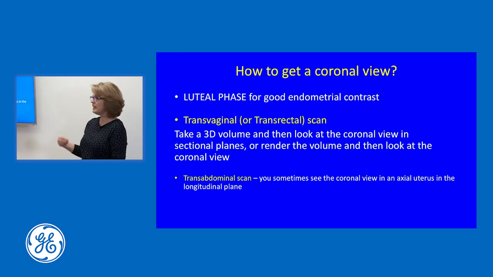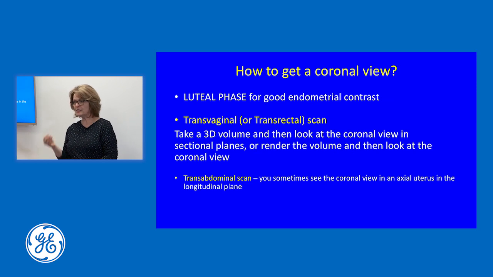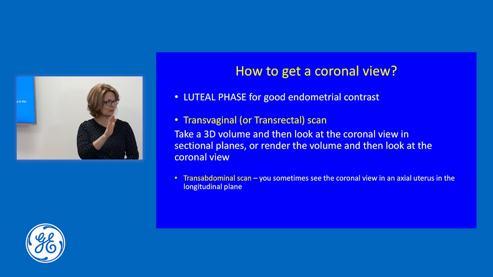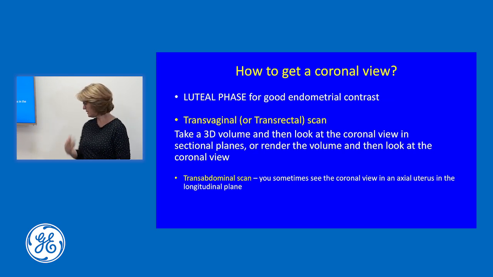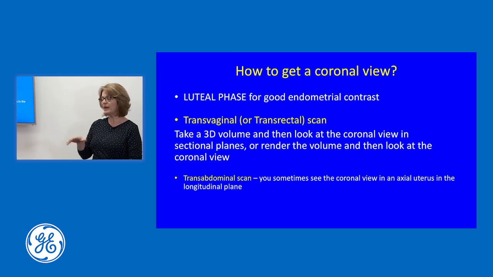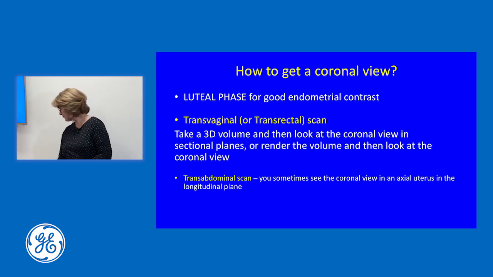It's nice if the patient is in the luteal phase, because then you get a really good contrast between the endometrium and the myometrium, because the endometrium will be bright white and the myometrium darker. So you get a nice contrast. Then it has to be transvaginally, or transrectally if transvaginal is not possible. You would do your systematic planes and then take a 3D view and then play around with it.